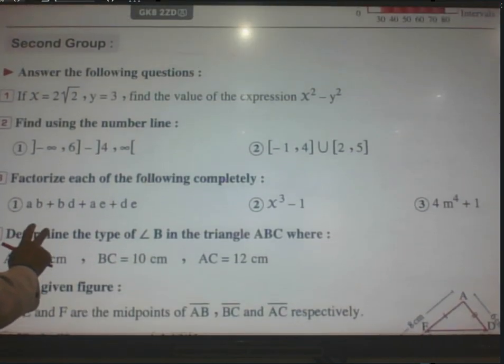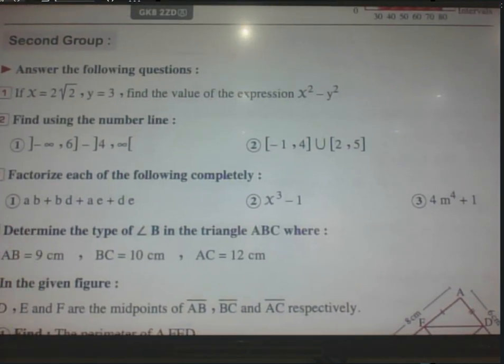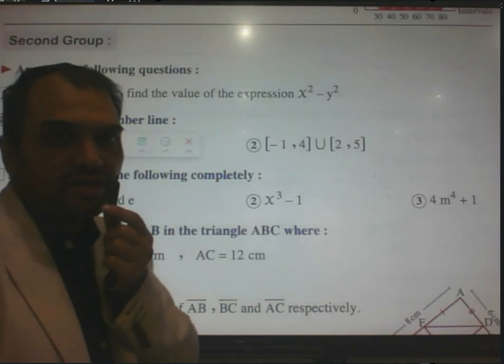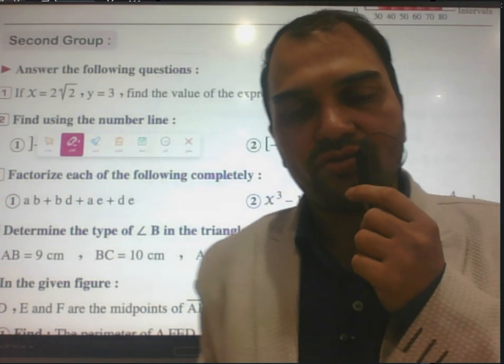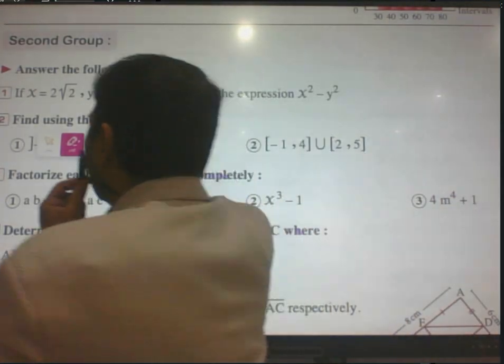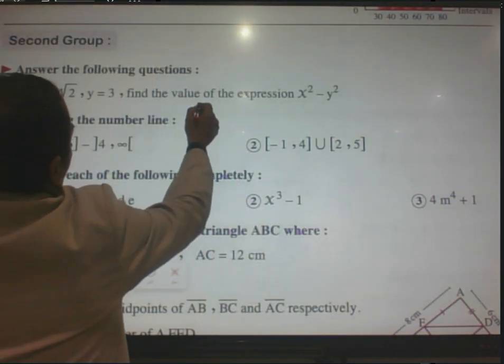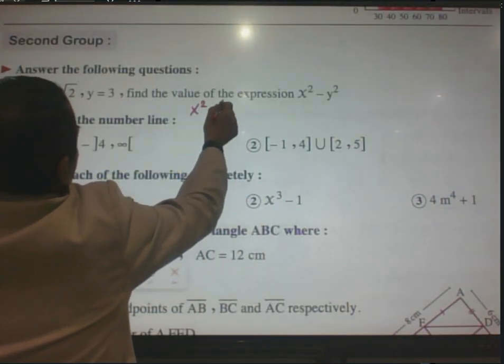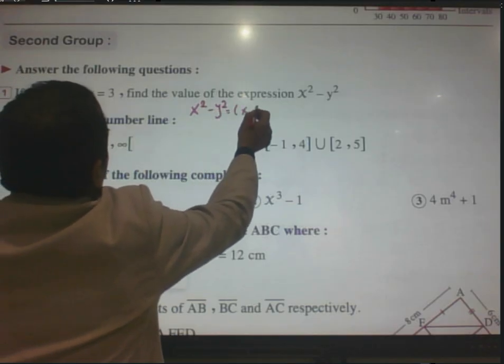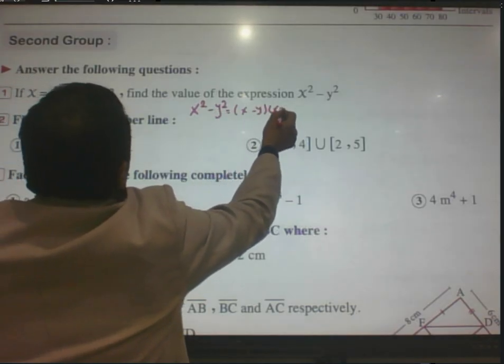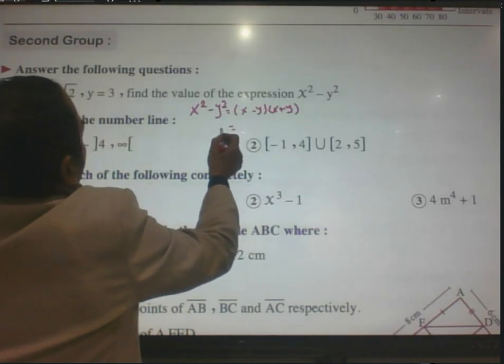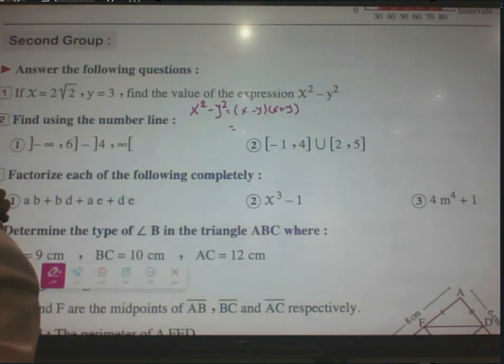Next question here, second group. Answer the following. If x equal 2 root 2 and y equal 3, find the value of x power 2 minus y power 2. X power 2 minus y power 2, we can find x minus y times x plus y.